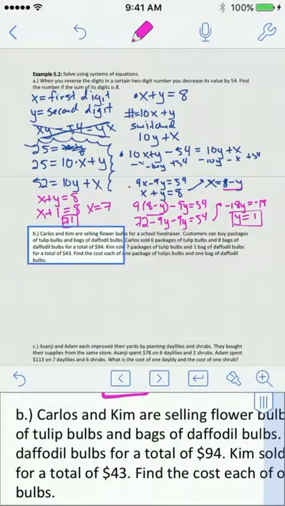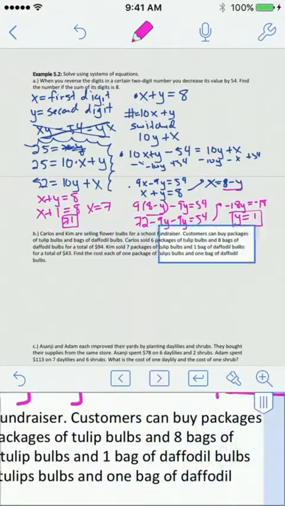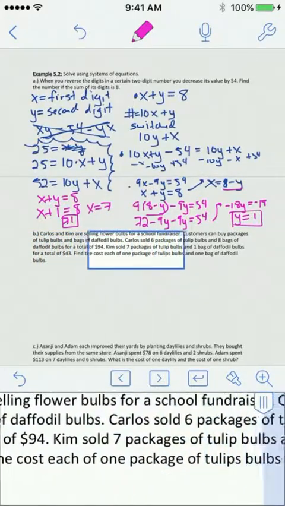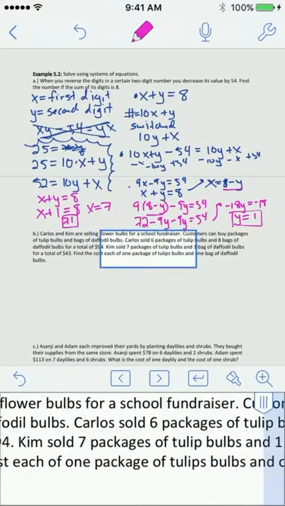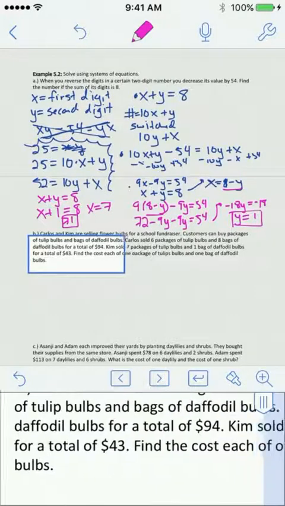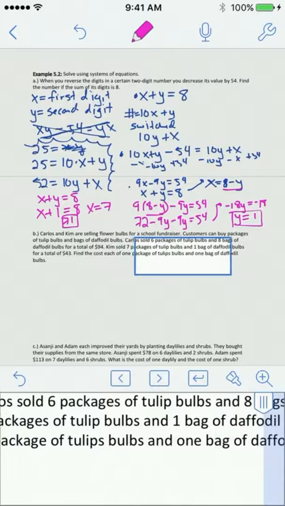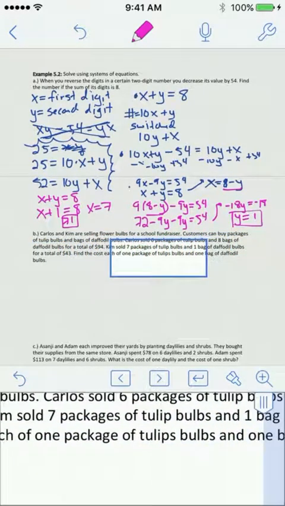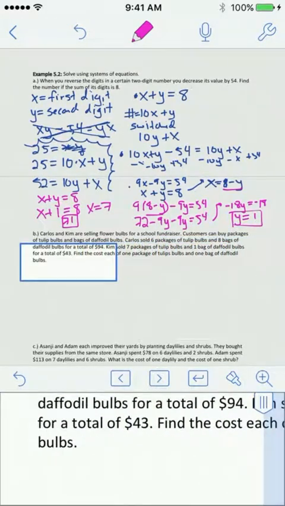Alrighty. Carlos and Kim are selling flower bulbs for a school fundraiser. Customers can buy packages of tulip bulbs and bags of daffodil bulbs. Carlos sold 6 packages of tulip bulbs and 8 packages of daffodil bulbs for a total of $94. Kim sold 7 packages of tulip bulbs and 1 package of daffodil bulbs for a total of $43. Find the cost of 1 package of tulip bulbs and 1 package of daffodil bulbs.